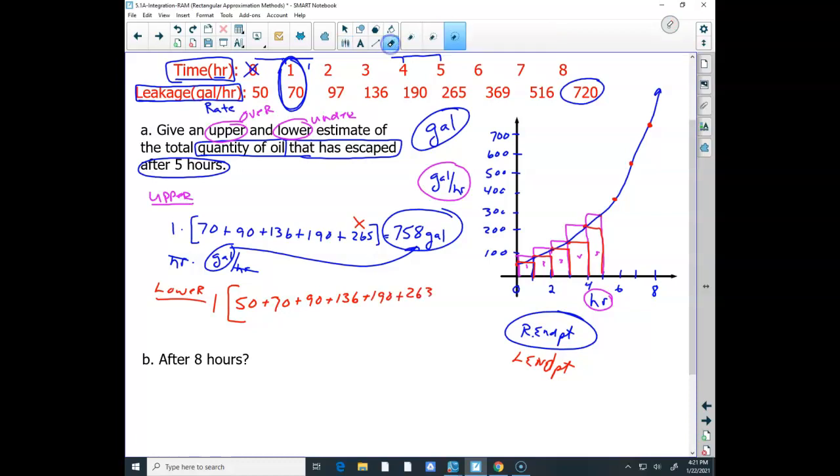I should have 1, 2, 3, 4, 5 rectangles for 5 hours, and this is going to be 543 gallons. Okay, well, how about after 8 hours? Well, now that just means I have to sum 1, 2, 3 more rectangles, for an upper and a lower.